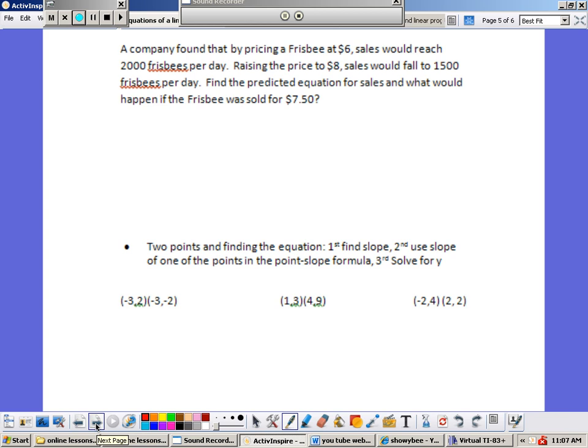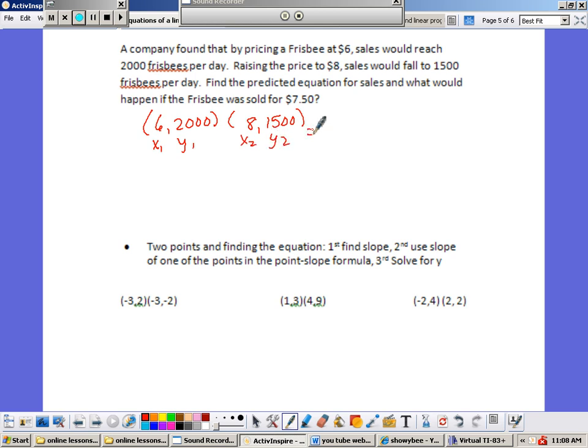A company found that by pricing a Frisbee at $6, sales would reach 2,000 Frisbees per day. Raising the price to $8, sales would fall to 1,500 Frisbees per day. Find and predict the equation for the sales and what would happen if the Frisbee was sold for $7.50. Well, I've got 2 points here. $6 gives me 2,000 Frisbees, and $8 gives me 1,500 Frisbees. So x1, y1, x2, y2.